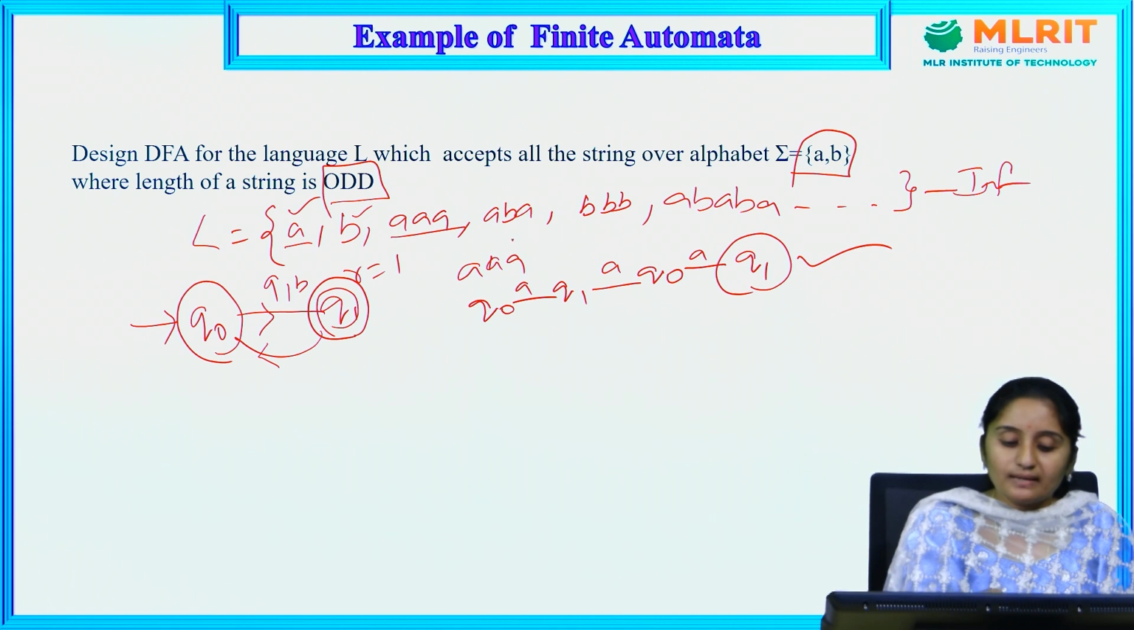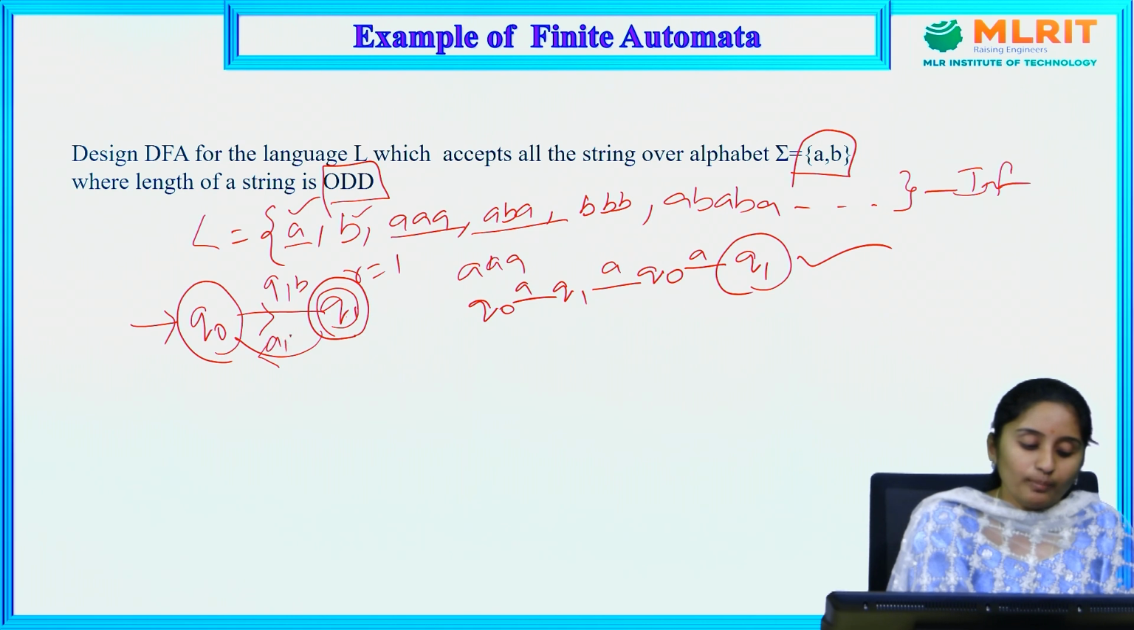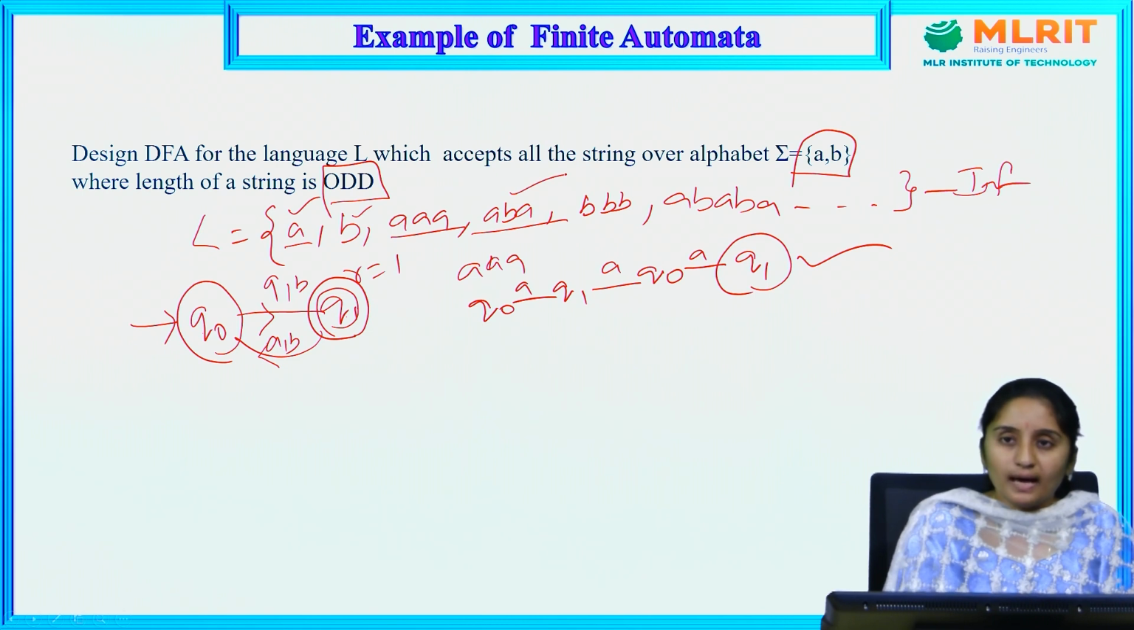In the same way, this is A, B, A. Q0 on A, it is moving to Q1. Q1 on B, it is moving to Q0. Q0 on A, it is moving to Q1. So these strings are also accepted. In the same way that we constructed the 5 tuples, we can construct them for these also.